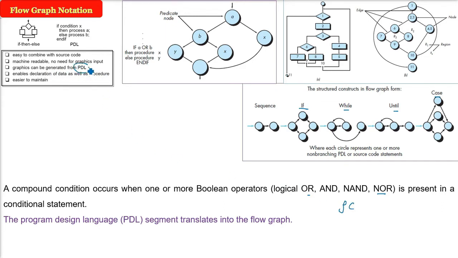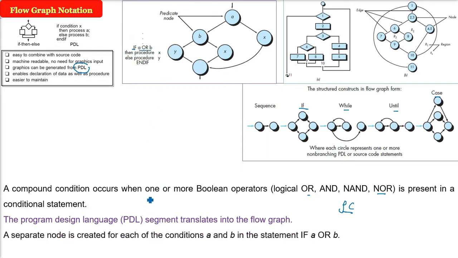If you have a flow chart, you can make it. If you have an algorithm that may be written in some program design language, this can also be translated into a flow graph. How to convert it? See, this is if A or B. So a separate node is created for each of the conditions A and B in this statement if A or B. So this is a simple if condition, but inside this we have A or B.